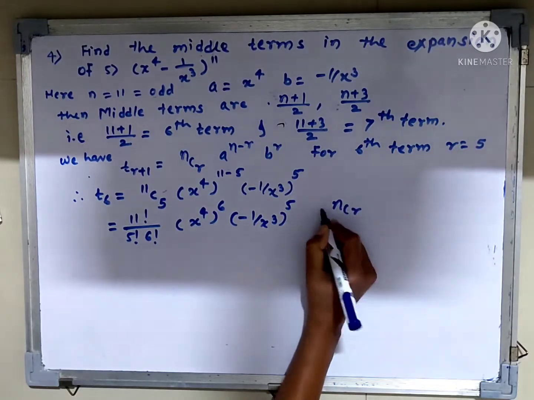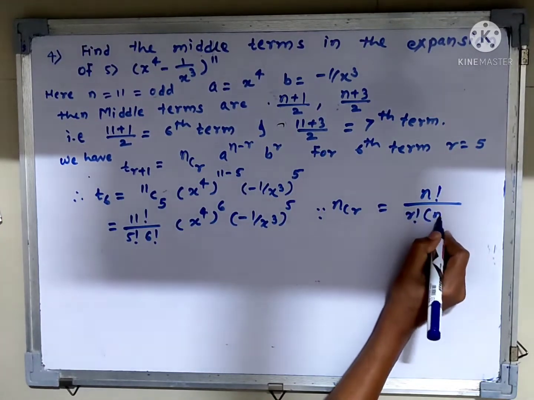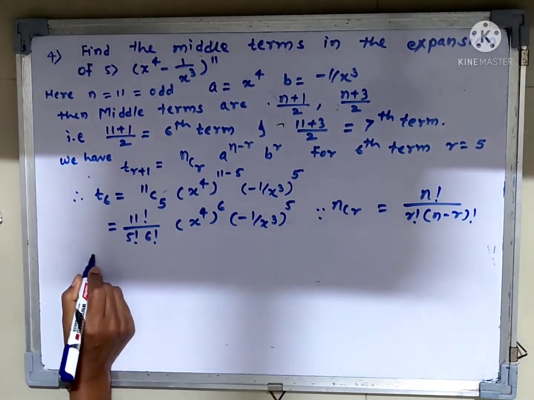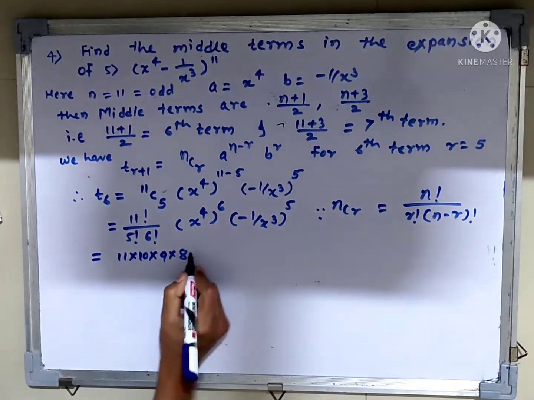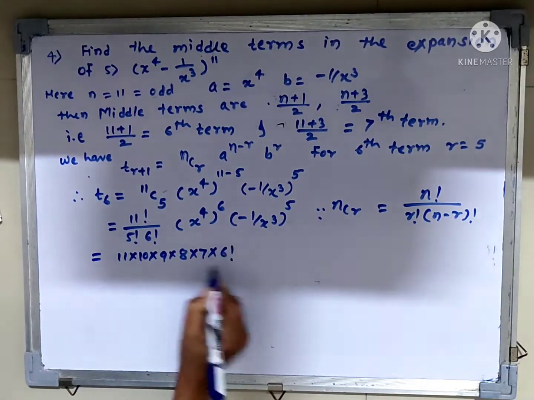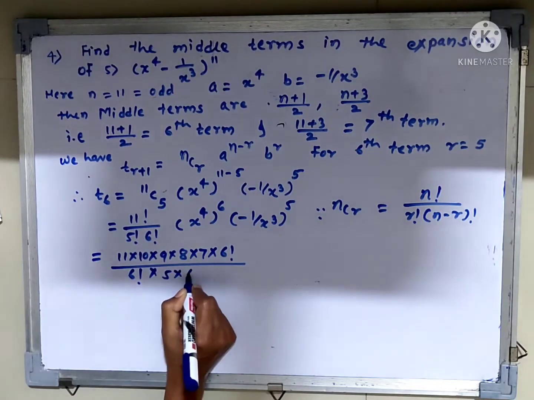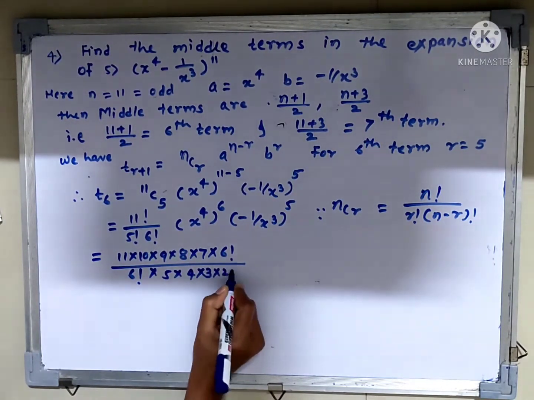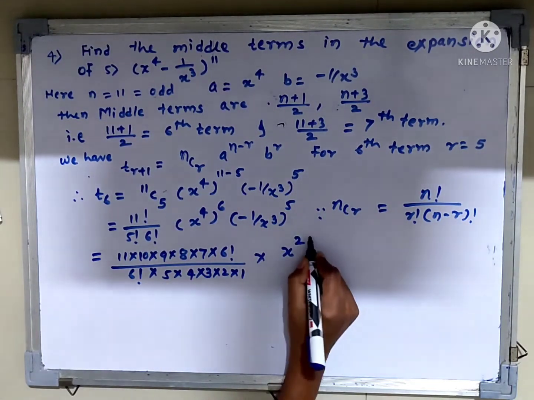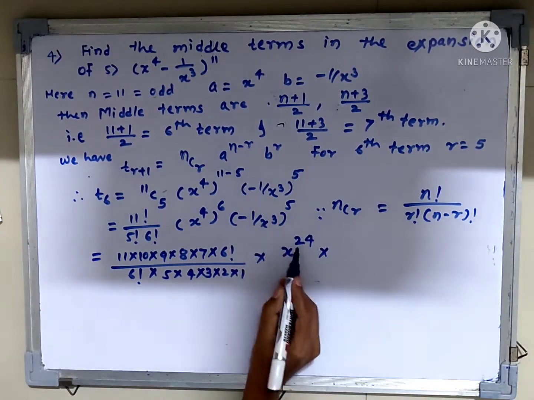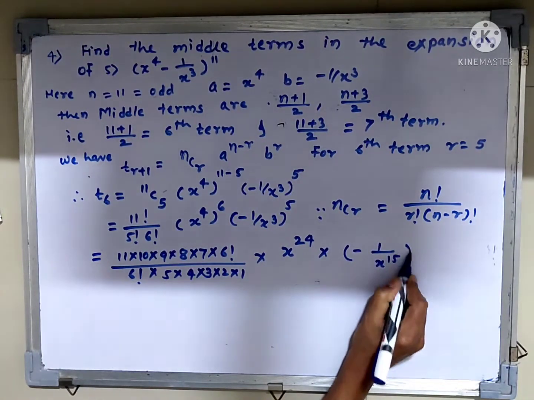Here, since nCr is equal to n factorial upon r factorial into n minus r factorial, which is equal to 11 into 10 into 9 into 8 into 7 into 6 factorial upon 6 factorial as it is, into 5 factorial, written as 5 into 4 into 3 into 2 into 1, into x raised to 24, into, it is negative, minus 1 upon x raised to 15.